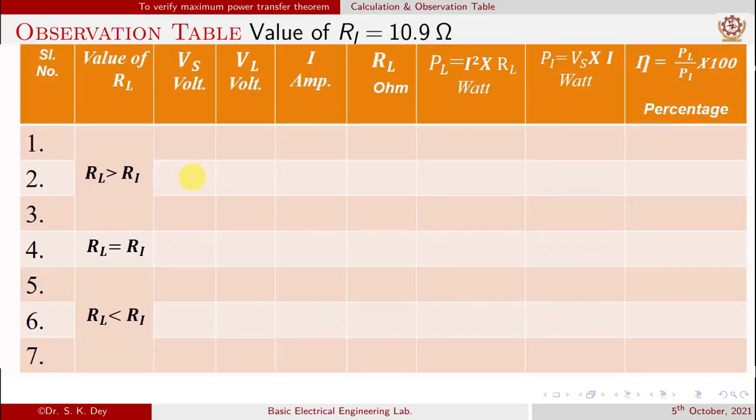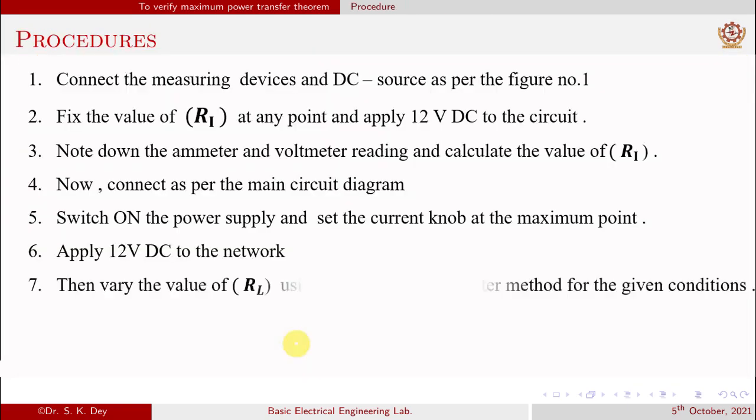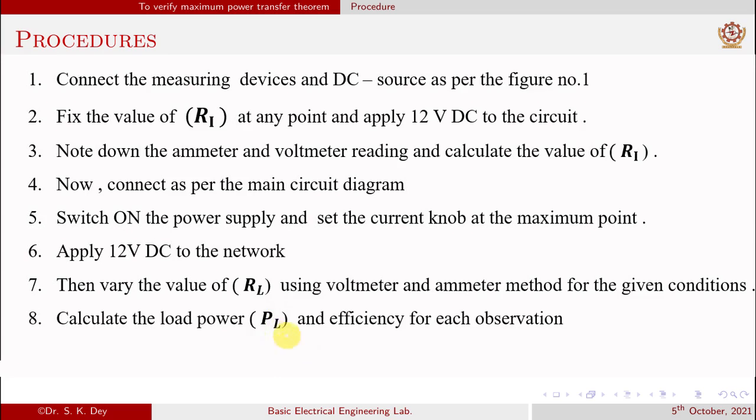So in the first observation, source voltage Vs is 12 volt and the voltage across the load resistance, that is VL, is 8.4 volt. Then current is 0.332 ampere. Load resistance RL is 25.3, load power 2.78, input power 3.98, and efficiency we have calculated 69.84%. Now we have to repeat step number 7. We have to vary the load resistance and we have to calculate the load power and efficiency for each observation.